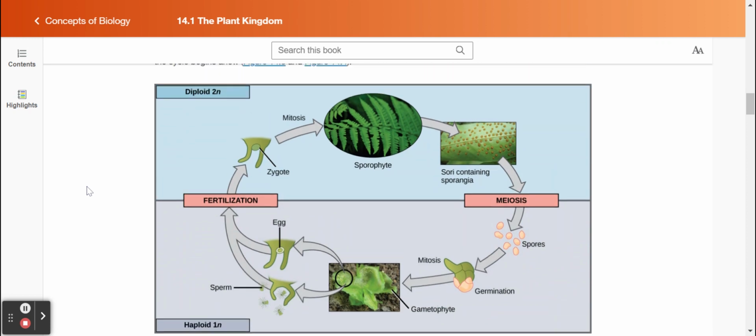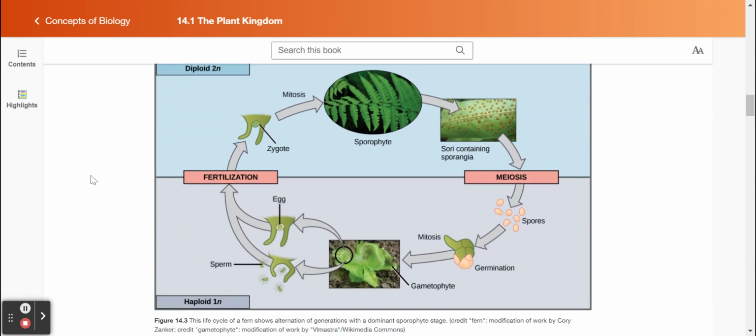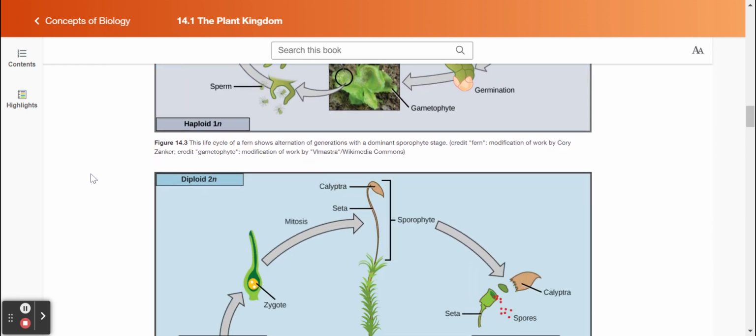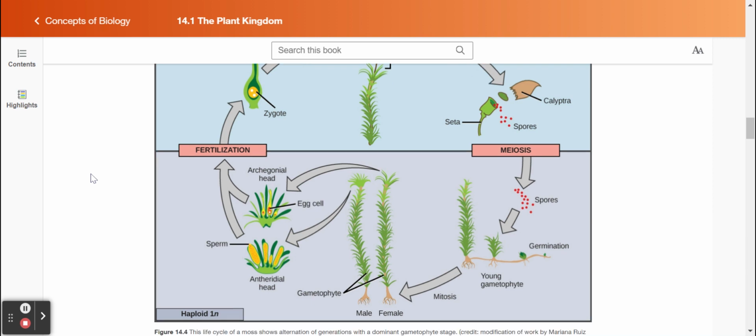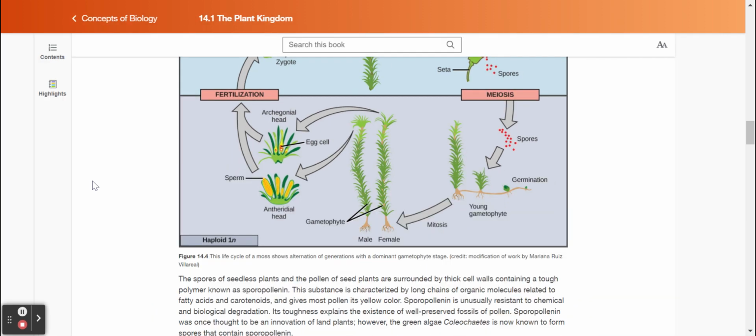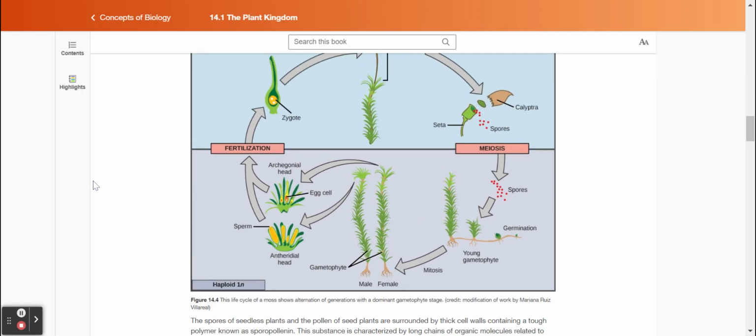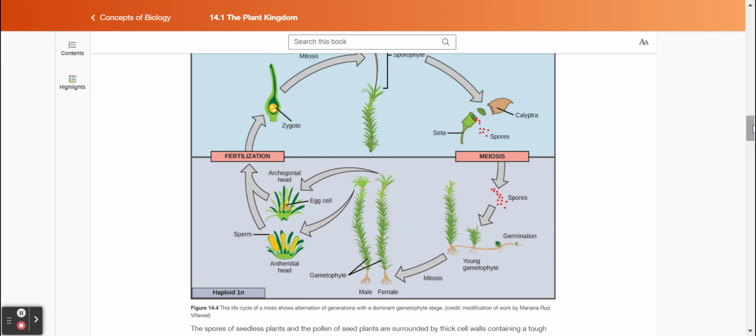This is figure 14.3. This life cycle of a fern shows alternation of generations with a dominant sporophyte stage. This is figure 14.4. This life cycle of a moss shows alternation of generations with a dominant gametophyte stage.